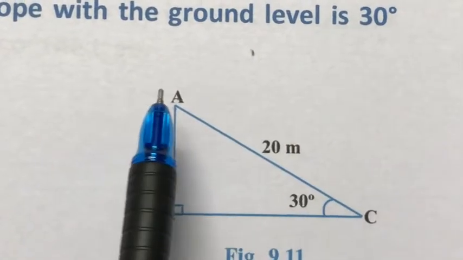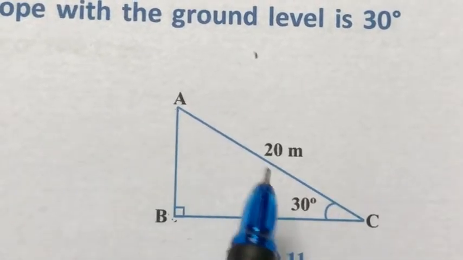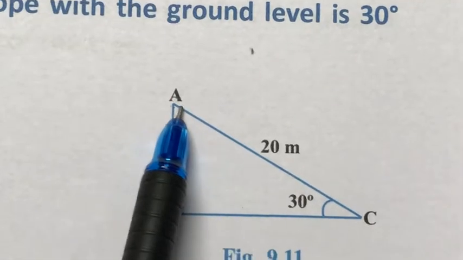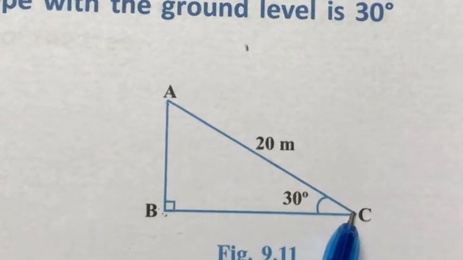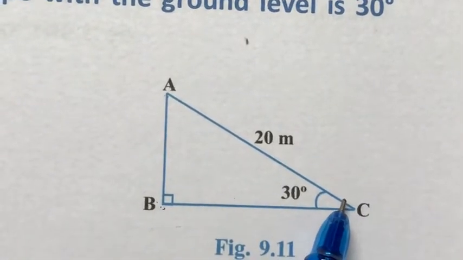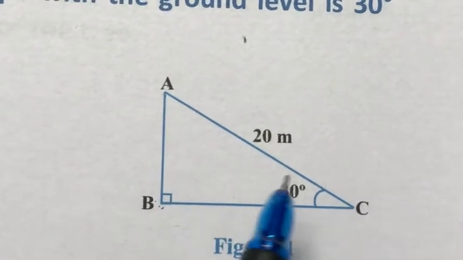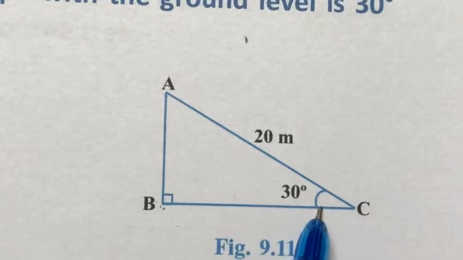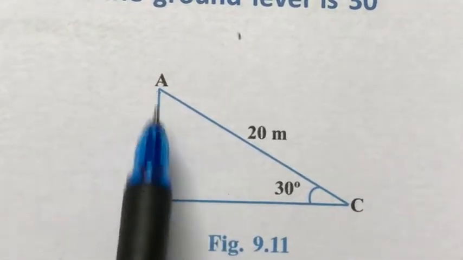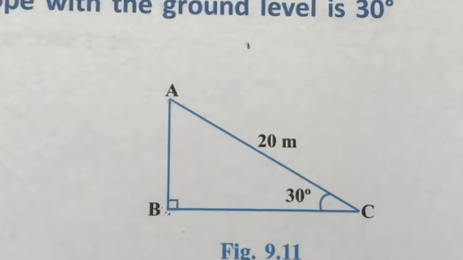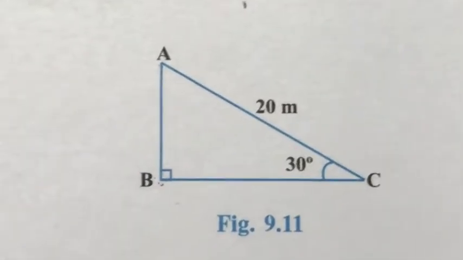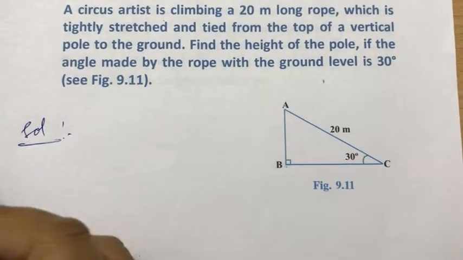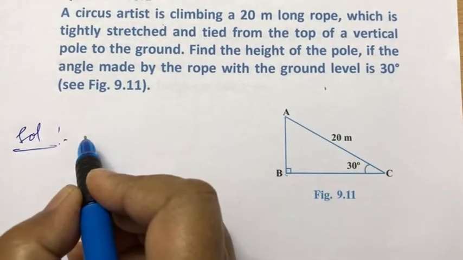What is given? It is given that the artist is climbing a 20-meter long rope. This is the rope. That means hypotenuse is given. And another thing which is given is that the angle which the rope makes with the ground, it is 30 degrees. Okay. So now you have to find out AB. Very easy. So let us take ABC as the triangle. So solution. If ABC is the triangle, we want to find out AB.